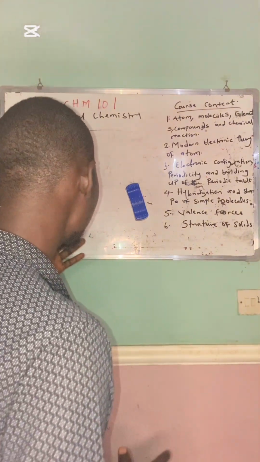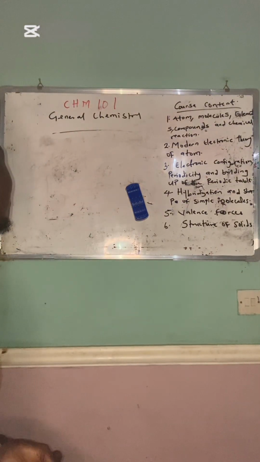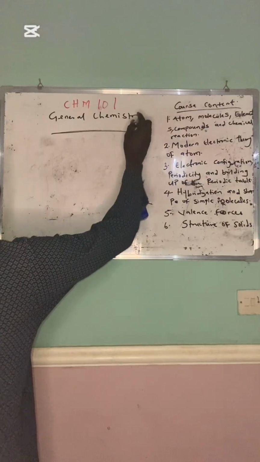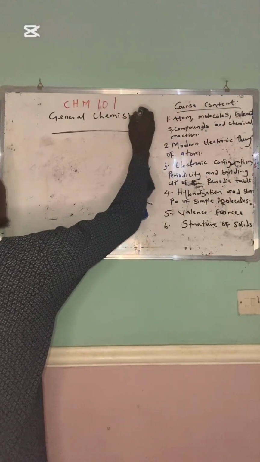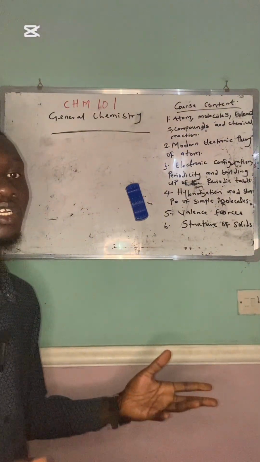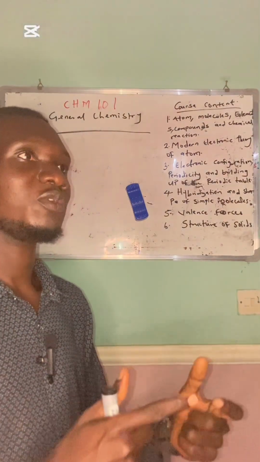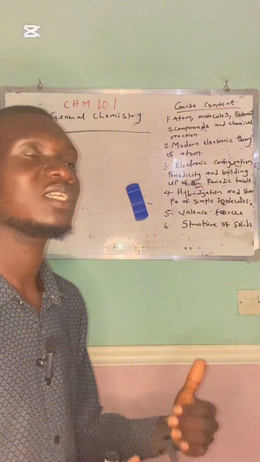So today we said we'll be talking about general chemistry, Chem 101. Like I said, we are going to start with the course content: atoms, molecules, elements. But before I go into this, let me give us a preview of what chemistry is about. Then I move one step at a time.